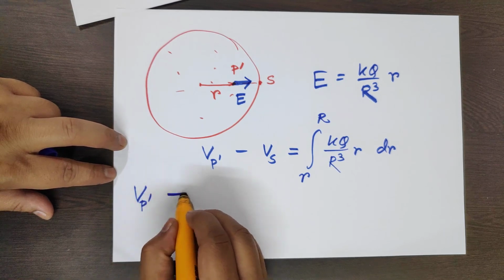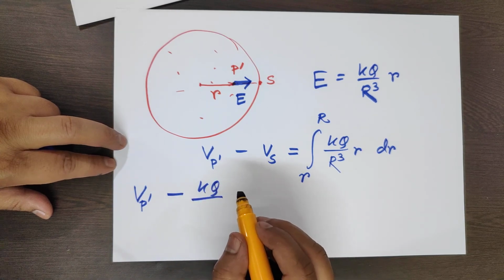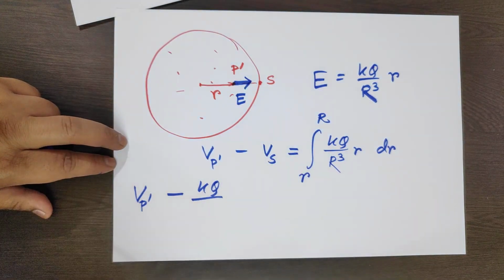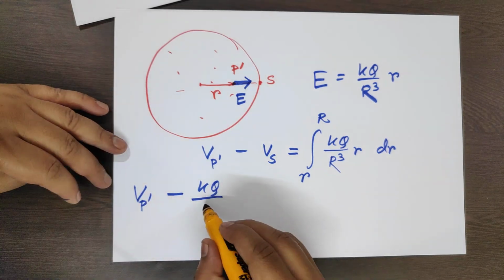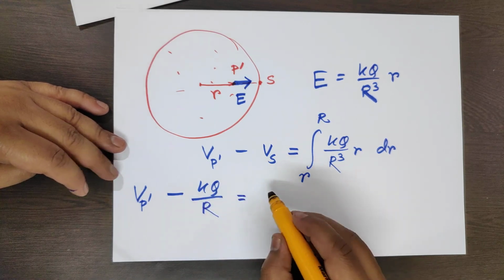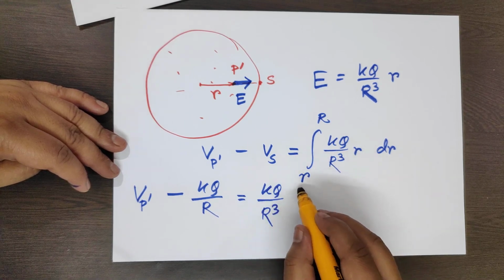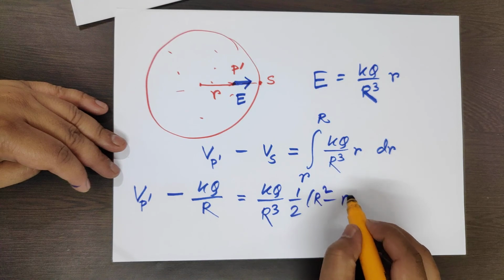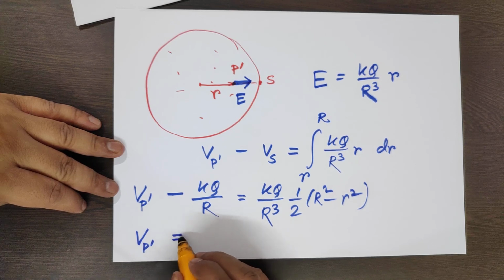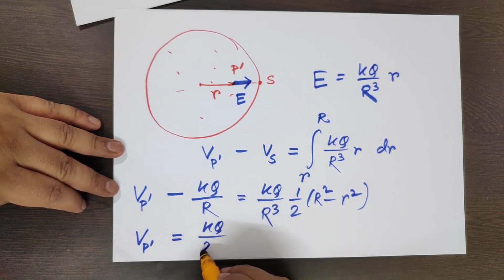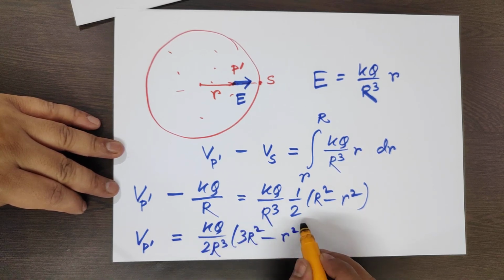Now V at surface, then also just for the outside point, it is just the limiting case when small r is equal to capital R. So it's equal to kQ by capital R cube integral of r dr, r square by 2 and minus r square. So for inside point, Vp dash is equal to, if you add up this, you get kQ by 2 R cube, 3 capital R square minus small r square.